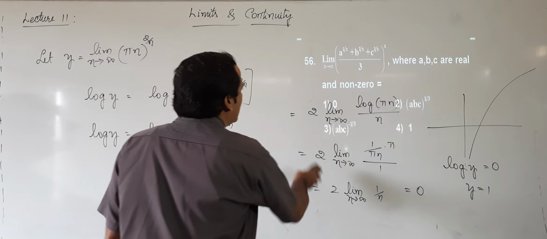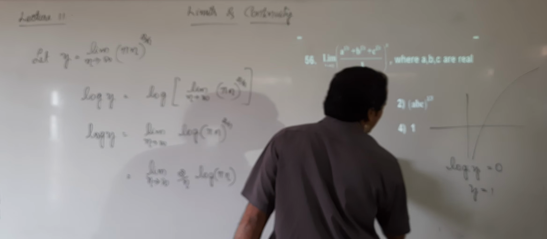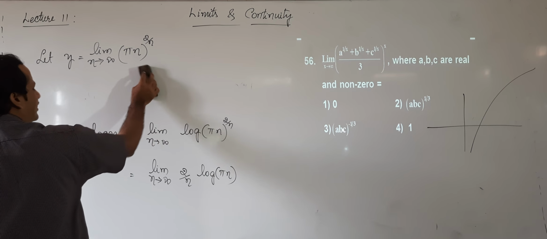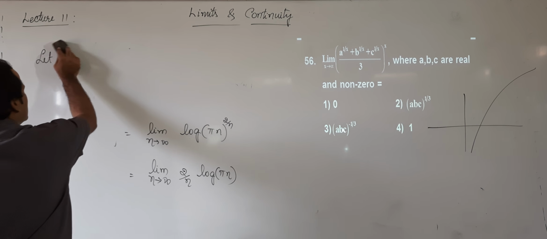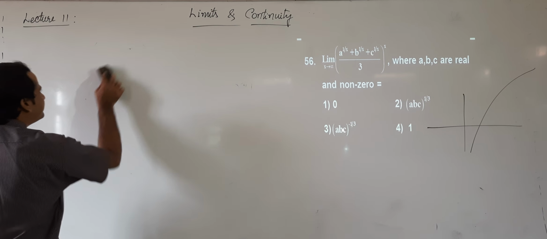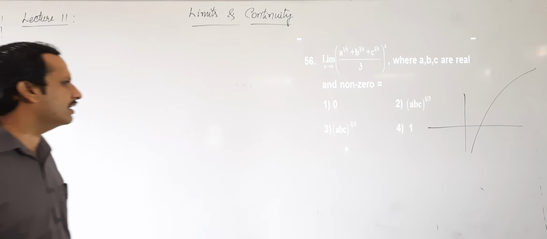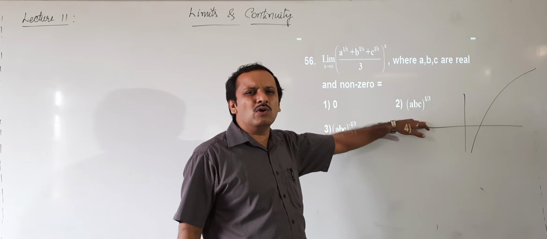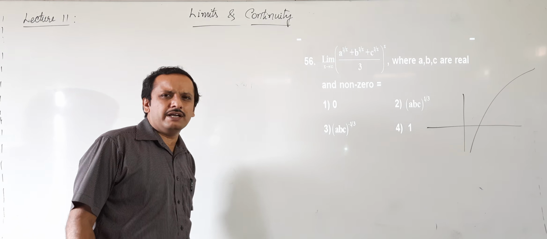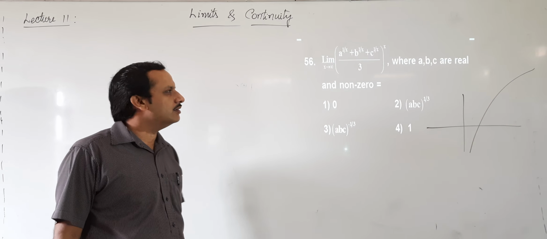56th question. Limit x tends to infinity, (a^(1/x) + b^(1/x) + c^(1/x))/3, whole power x, where a, b, c are real and non-zero, is equal to. There is a standard result. I think I have told this already. You can directly write the answer as (abc)^(1/3). Second option is the correct answer. I have already explained it during the synopsis. Or should I solve? Okay, your wish. I'll solve.